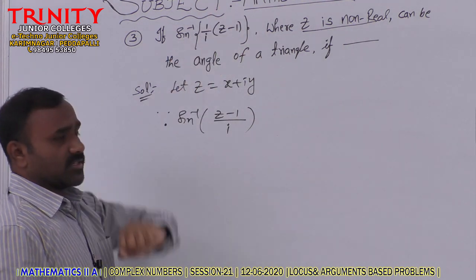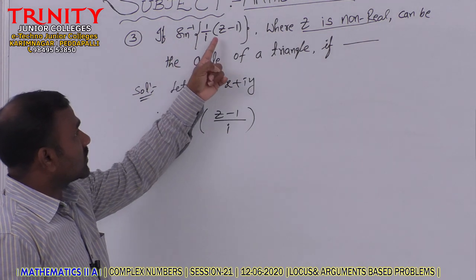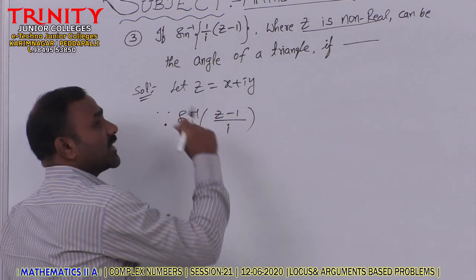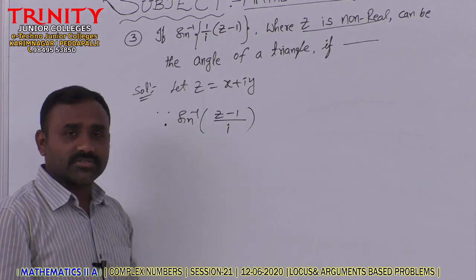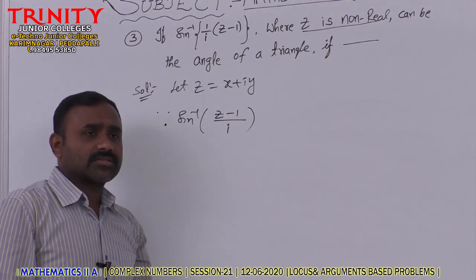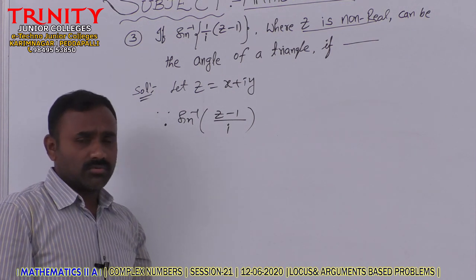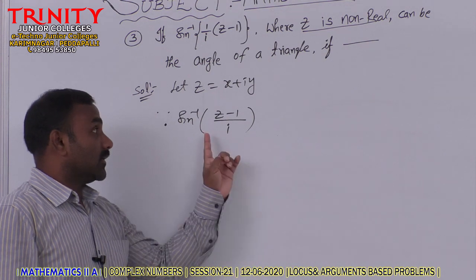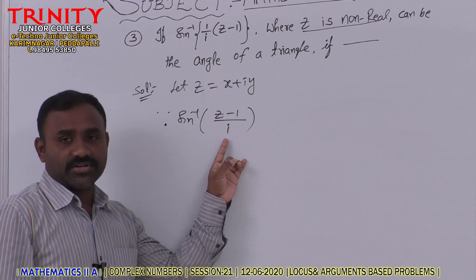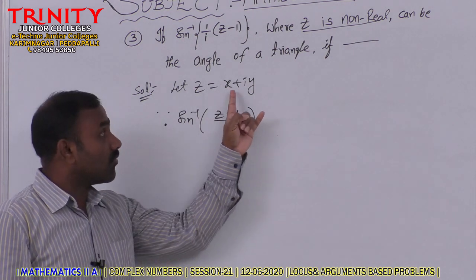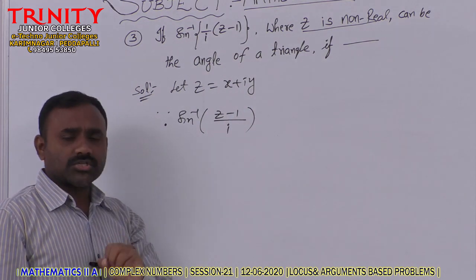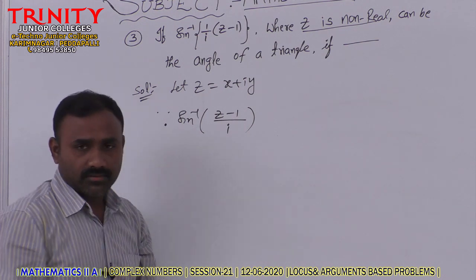Sine inverse of something is the angle. First of all, this should be a real number, whether it is correct or not. From inverse trigonometric functions, sine inverse of x, where x should lie between minus 1 to plus 1. That's what we know very well. And minus 1 to plus 1 is also real numbers or not. But here we have i, which is an imaginary number. And in this z also we have i. That's why (z minus 1) by i must be a real number.